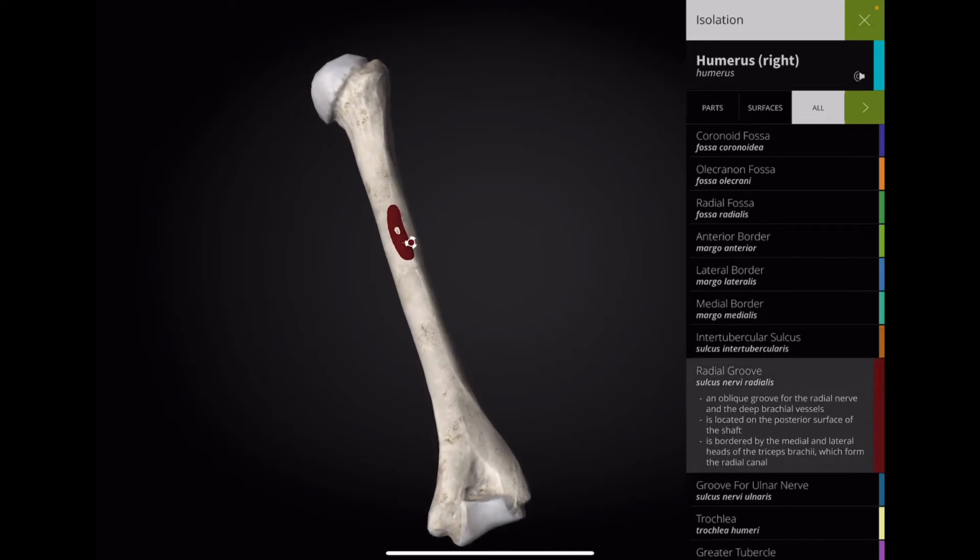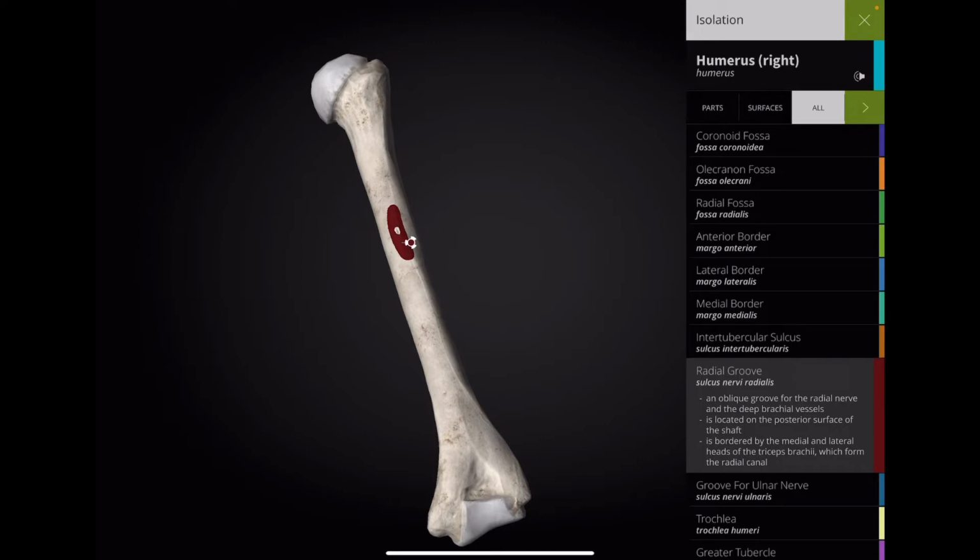So why is this important? It's again a place of very clinical relevance, because you find the radial nerve as well as the deep brachial artery, which is a branch of the brachial artery. These two pass within this area.